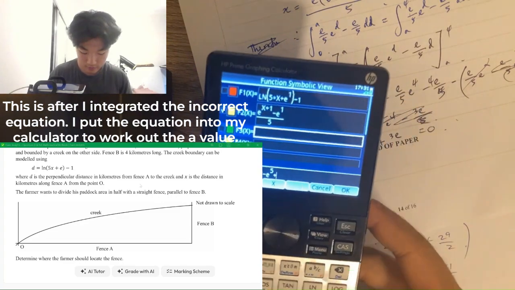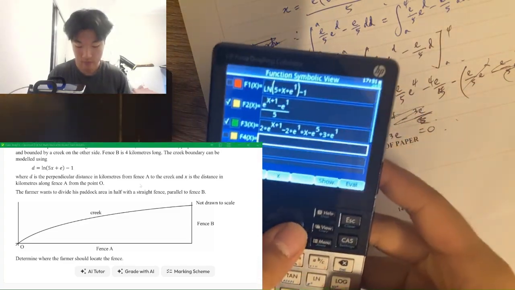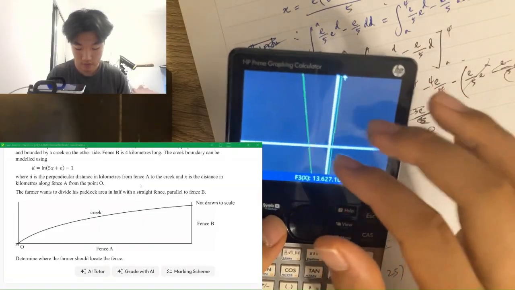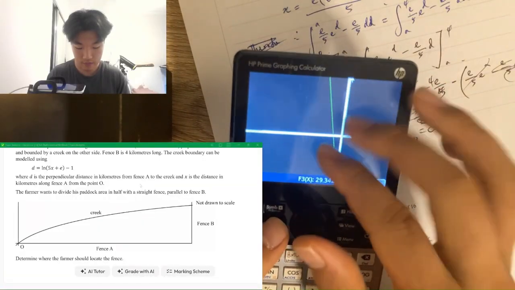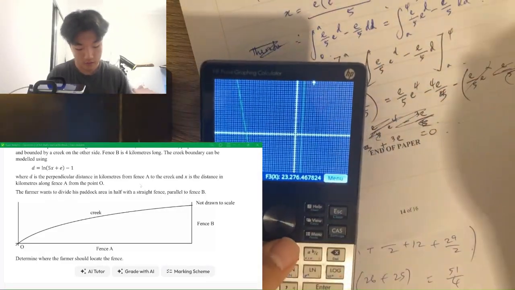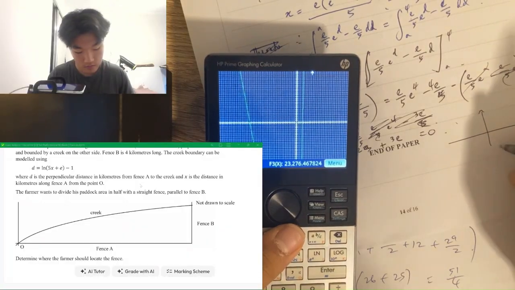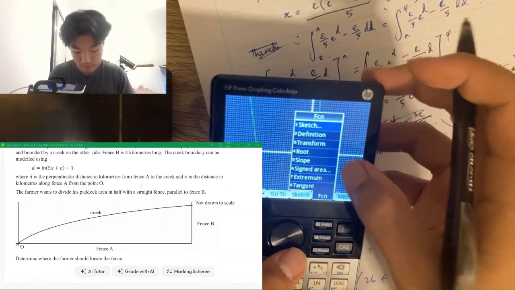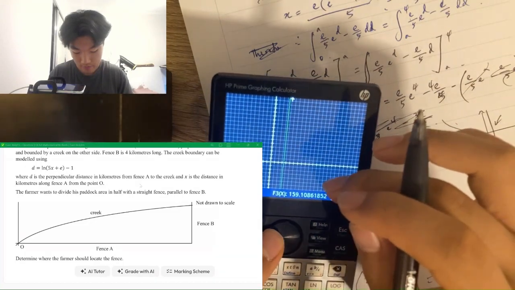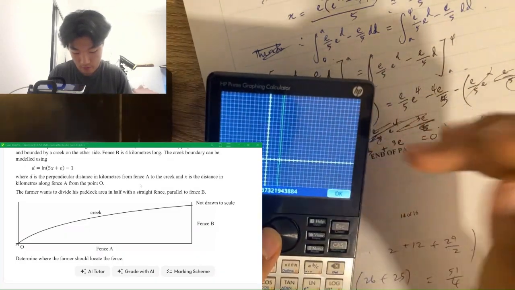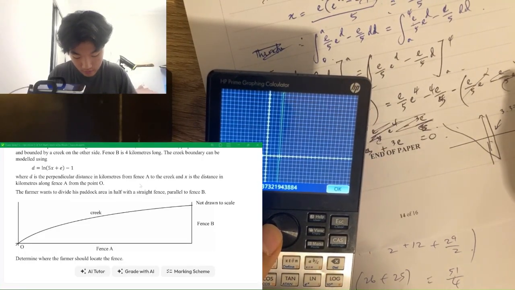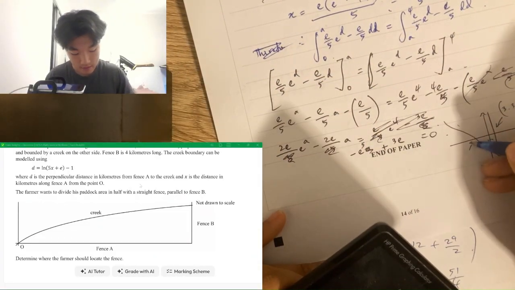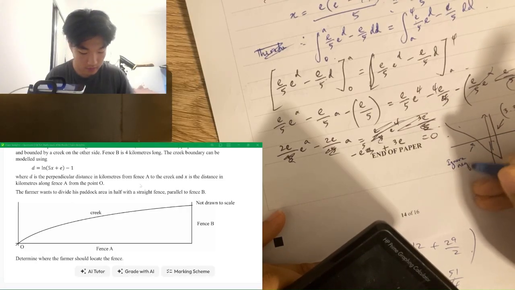Minus e to the power 5 plus 3e. Go, graph it. Okay, find the root. There's two roots, but we ignore the negative solution. Root 7, 3, 2. Ignore the negative solution.